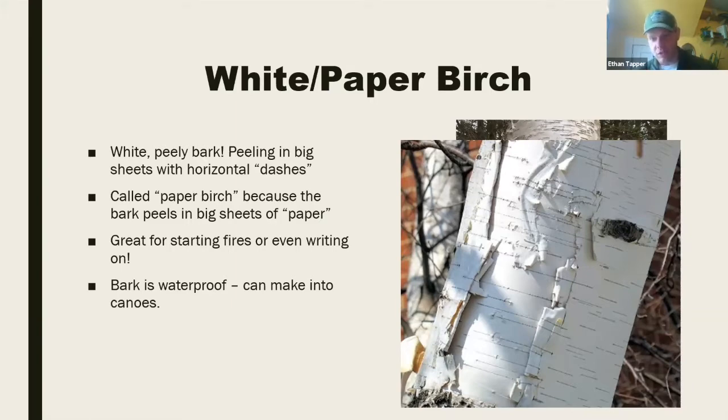If you've walked through the woods in Vermont, you've probably seen this. It's striking because it's the only tree that's really white, and it's the only tree with these big sheets of bark that are peeling off it. So really all you need to identify paper birch is the bark.